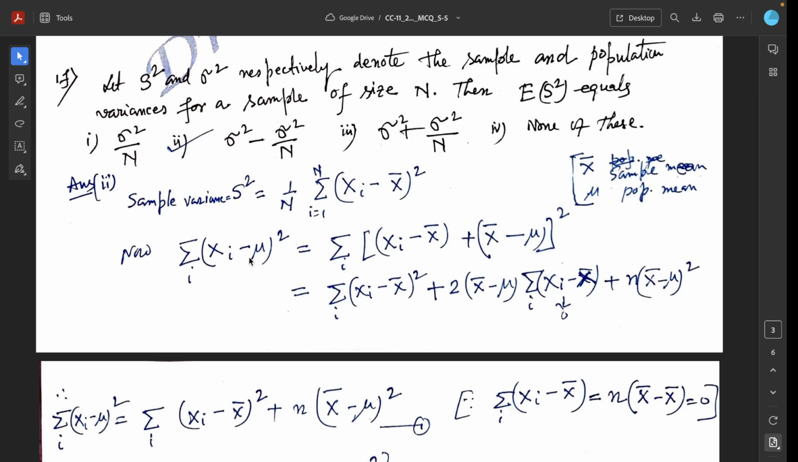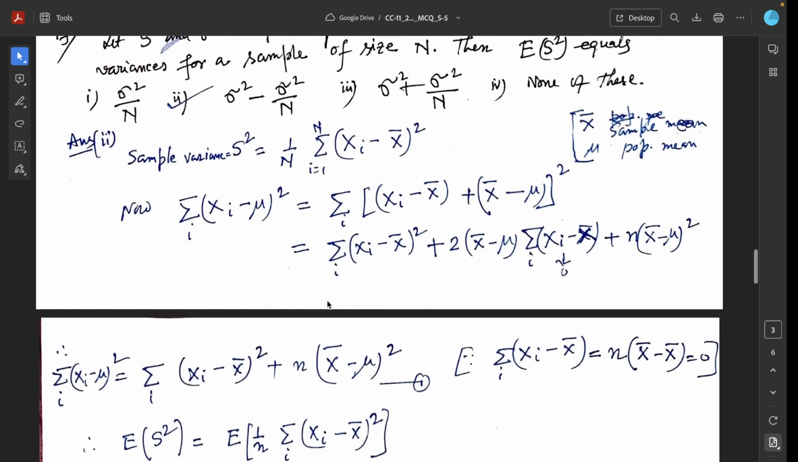Now, the summation of (Xi − μ)² equals the summation of (Xi − X̄ + X̄ − μ)². Breaking this using (a + b)² = a² + b² + 2ab, we get the summation of (Xi − X̄)² plus 2(X̄ − μ) times the summation of (Xi − X̄), plus the summation of (X̄ − μ)². X̄ − μ is constant, independent of i, so it comes out of the summation.